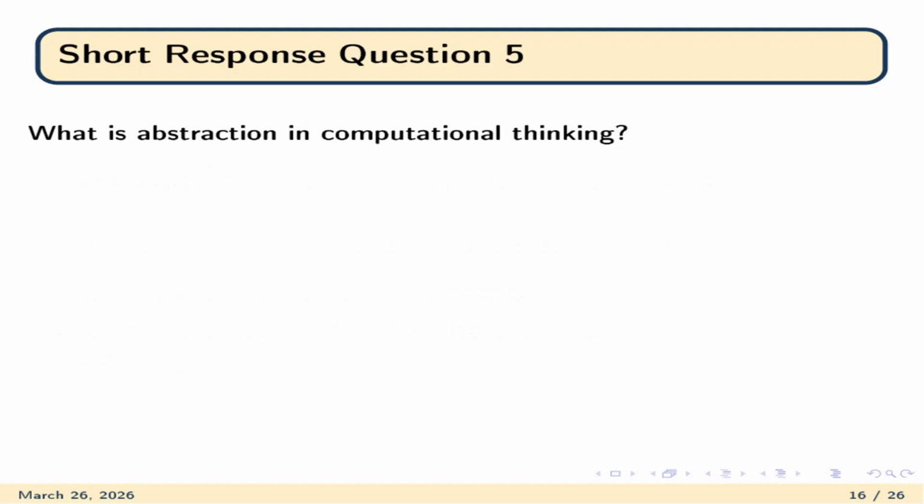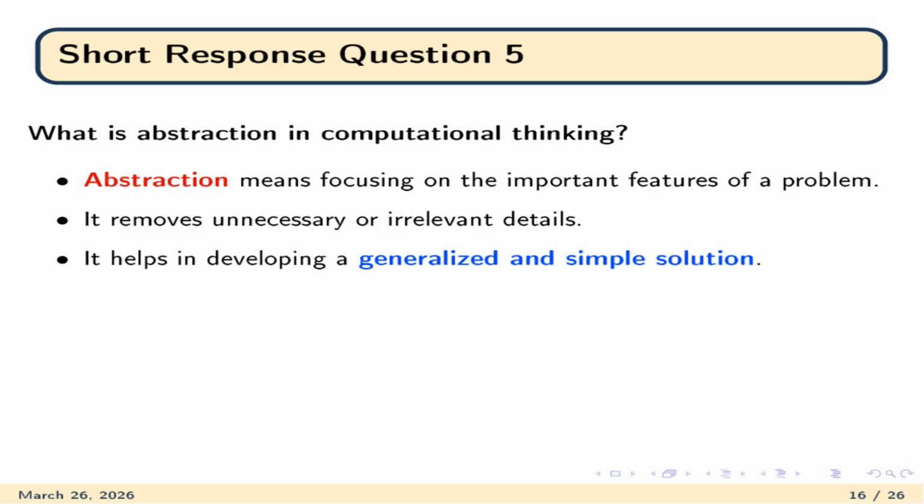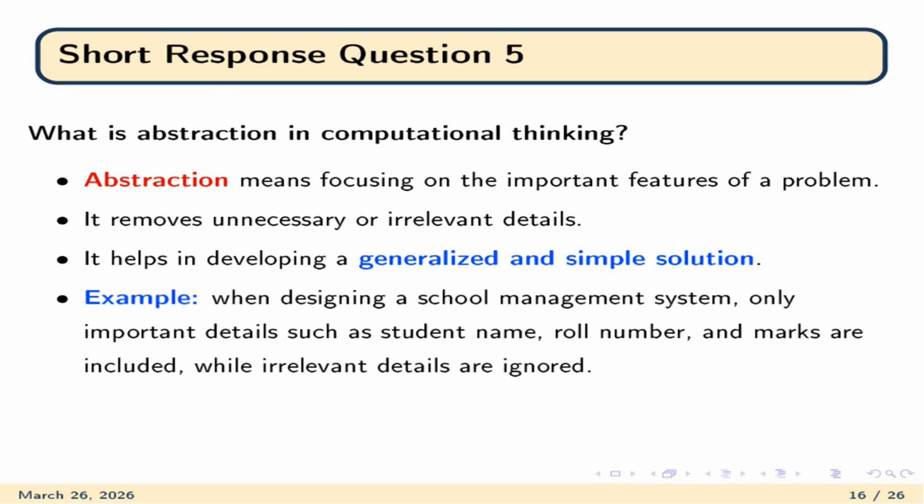What is abstraction in computational thinking? Abstraction means focusing on important features of a problem. It removes unnecessary or irrelevant details. It helps in developing a generalized and simple solution. Example, when designing a school management system, only important details such as student name, roll number, and marks are included, while irrelevant details are ignored.